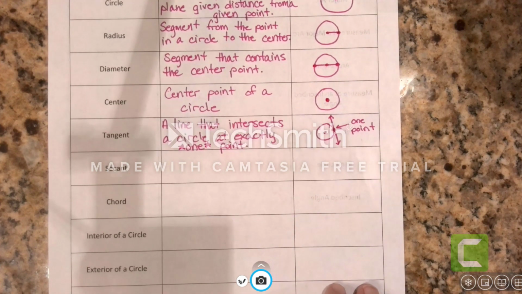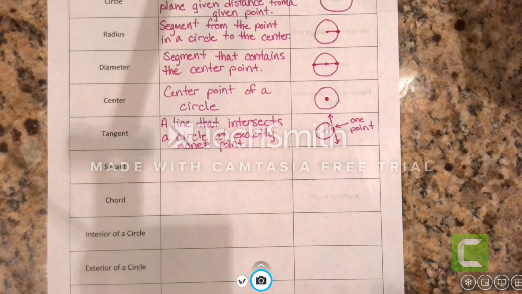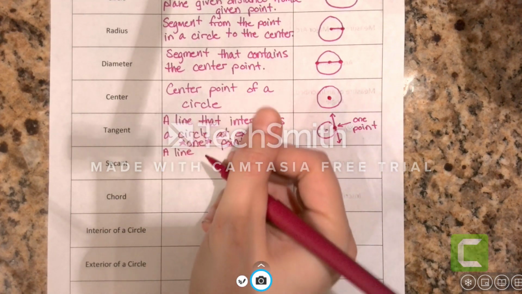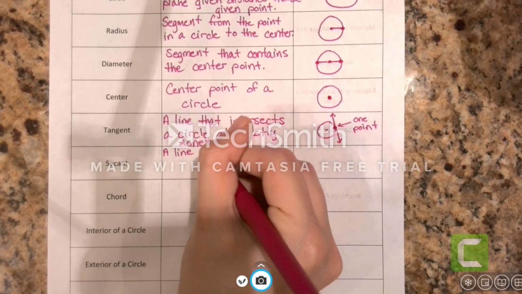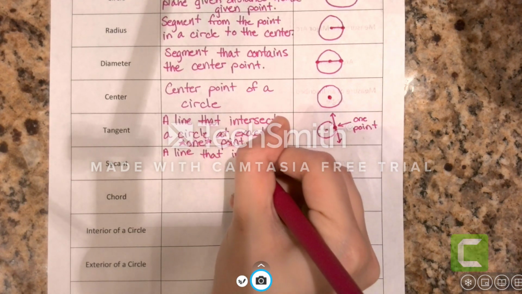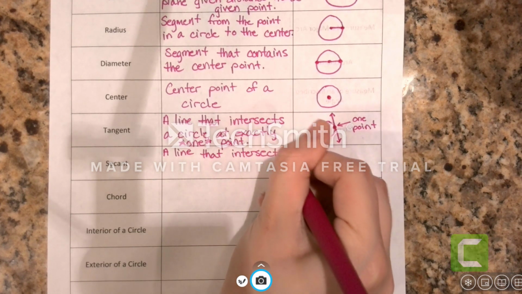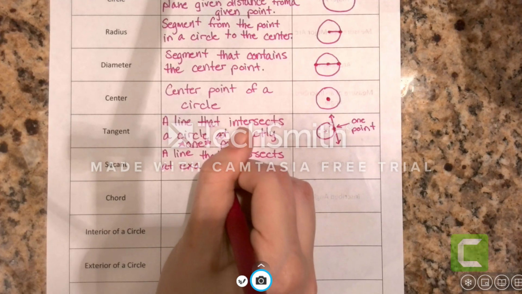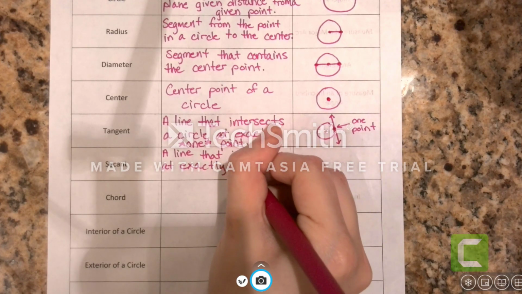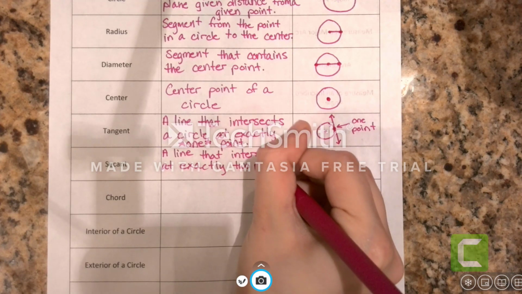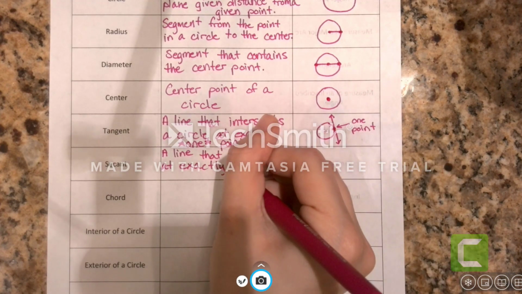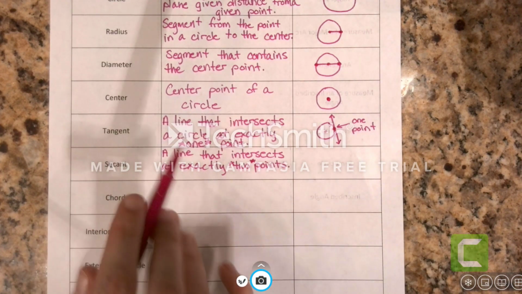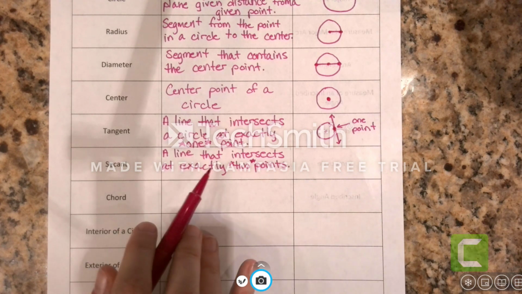So if a tangent intersects at exactly one point, that means the secant is a line that intersects at exactly 2 points. And again, make that important, because that's what separates these two. A tangent intersects at 1, and a secant intersects at 2.